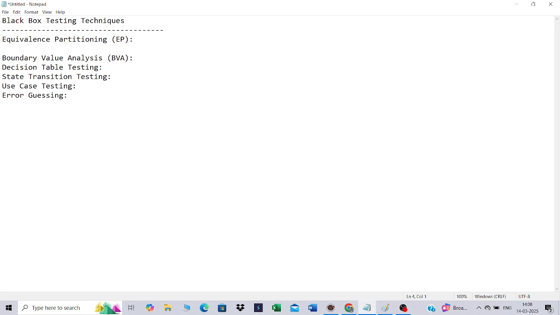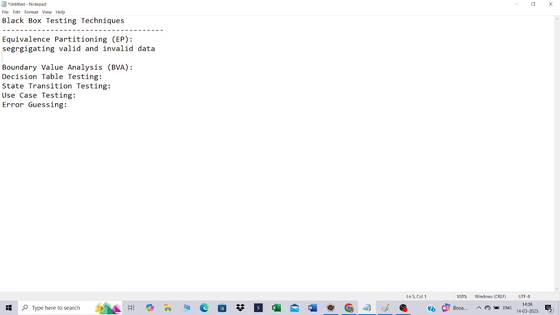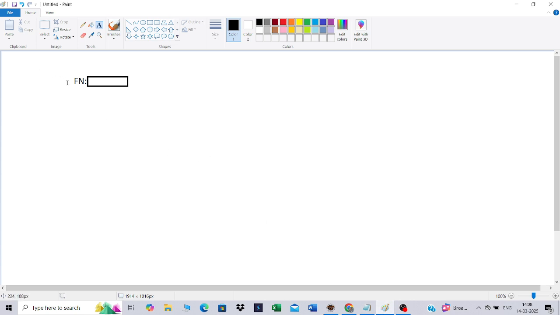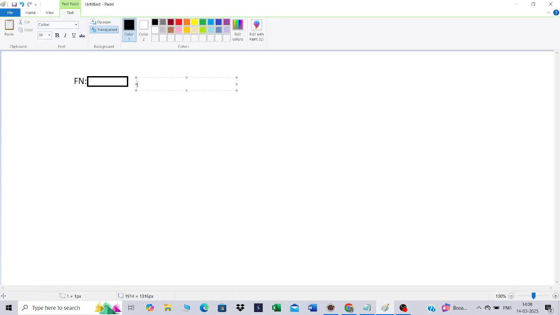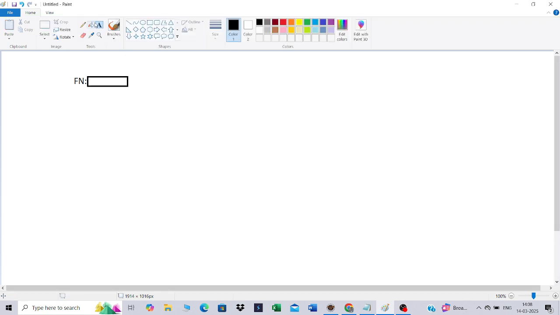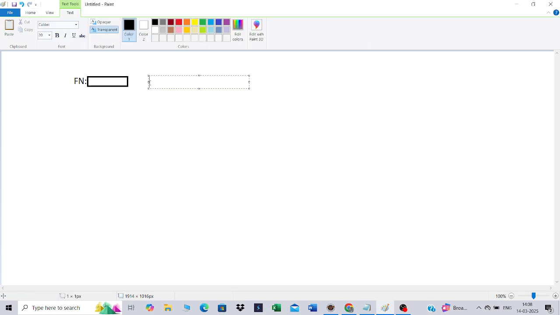Equivalence partitioning is basically concentrated on valid and invalid data. So it is basically segregating valid and invalid test case scenarios. Say for example, let us come to an example. Say a first name field is there. For this first name field, assume that it is going to expect only a to z characters. So it won't accept capital letters, it won't accept numbers, it won't accept any special characters. It only expects small a to z characters.